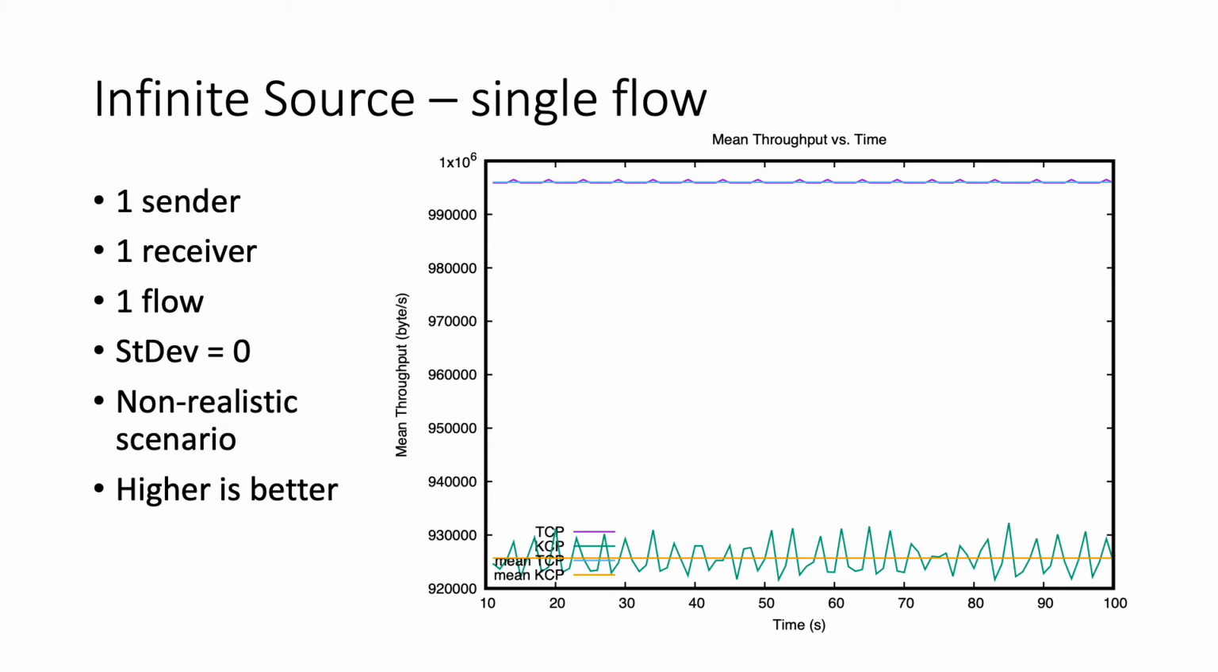Now, higher is better, so TCP is outperforming here, but is this a problem? We believe this is a non-realistic scenario, because how often does it happen that a single flow on the internet is the only flow through a bottleneck link? This is an unlikely scenario for a large distributed network, so we will say that this throughput of KCP is an acceptable amount for now, and move on to the next experiment.